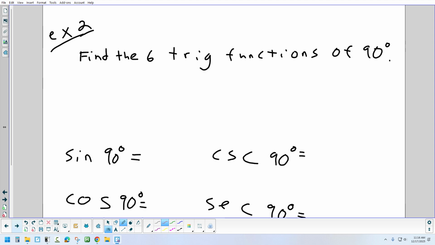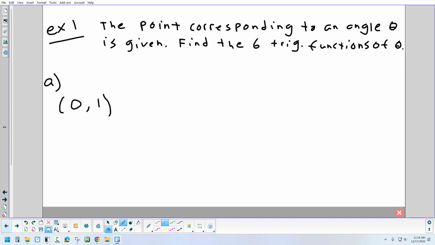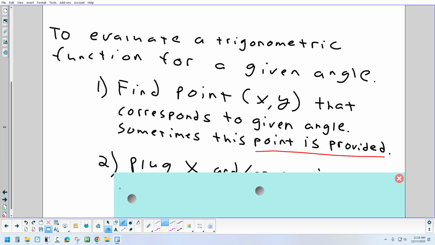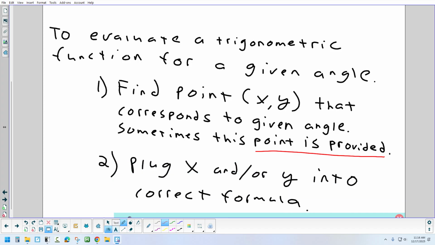Example 2, I'm not giving you a coordinate. I'm giving you an angle. So now you have to find the coordinate first, and then you can do step 2. So step 1 is find the coordinate, or if they give it to you, great, you're done with step 1. Step 2 is to take the coordinate and plug it into the formula. Which formula? Whichever trig function they want to know. We're going to do all 6: the sine, the cosine, the tangent, the cosecant, the secant, and the cotangent.